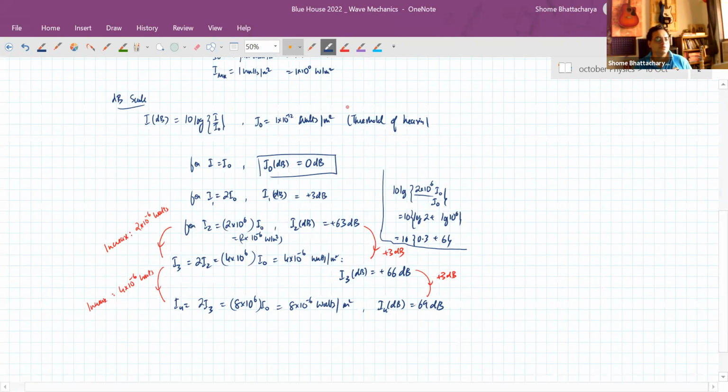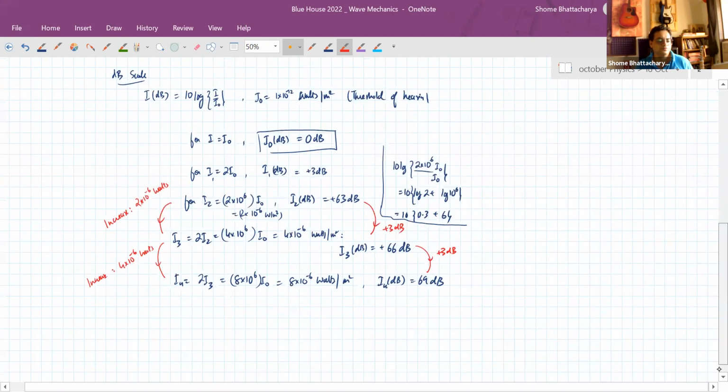Now this plus 3 dB rule becomes something important: every time we double the intensity in watts per meter square, on the decibel scale there's a plus 3 dB increase. Or if we reduce the intensity by a factor of half in watts per meter square, then on the decibel scale it will reduce by 3 dB. So that is the concept related to the point source we were discussing earlier.